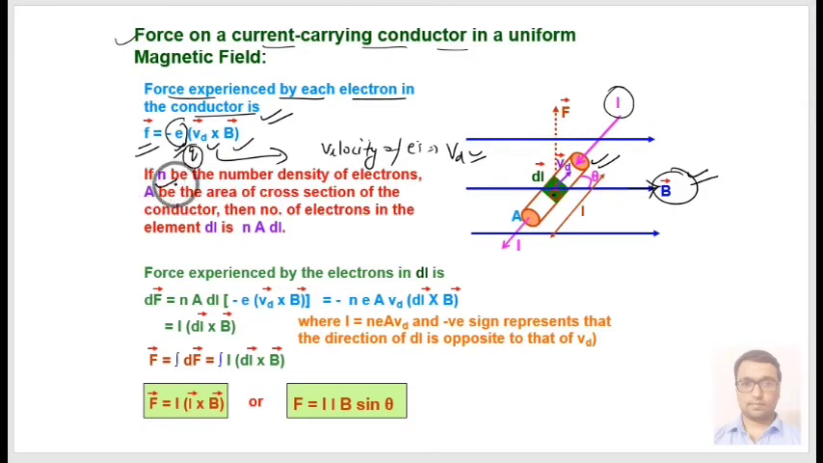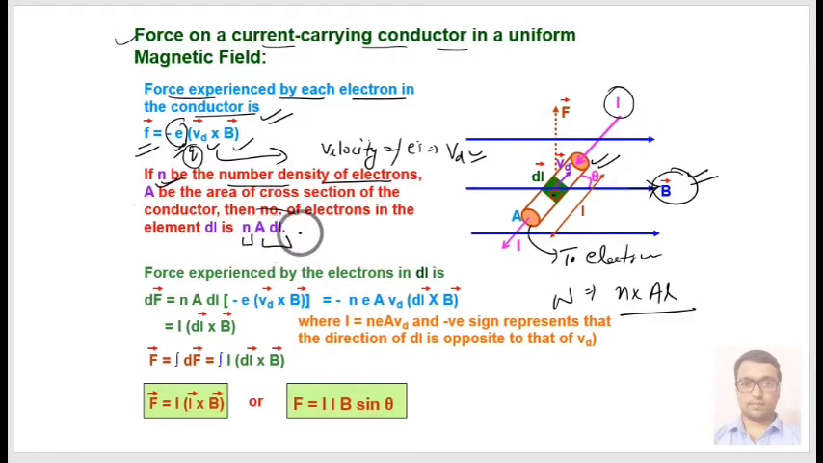So suppose you have n as the number density of electrons. In that case the total number of electrons will be equal to small n into A into L. If you multiply number density by volume, then this will be equal to capital N. Now the force experienced by the electrons in length dl will be n A dl times small q, the charge including the minus e, times Vd cross B, or v cross B.